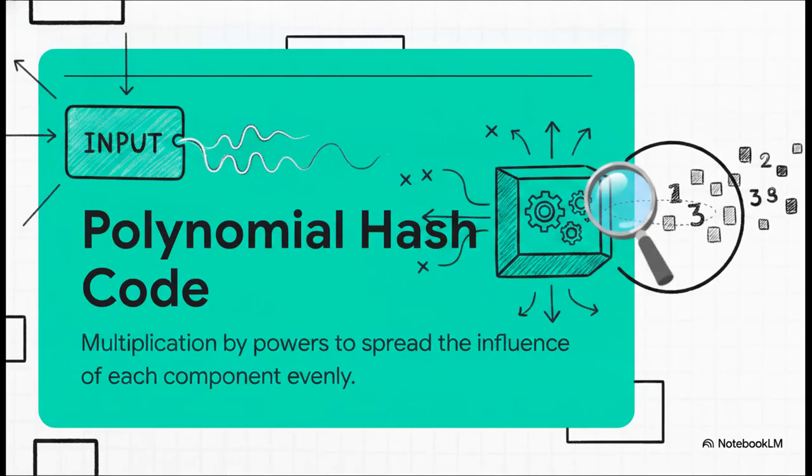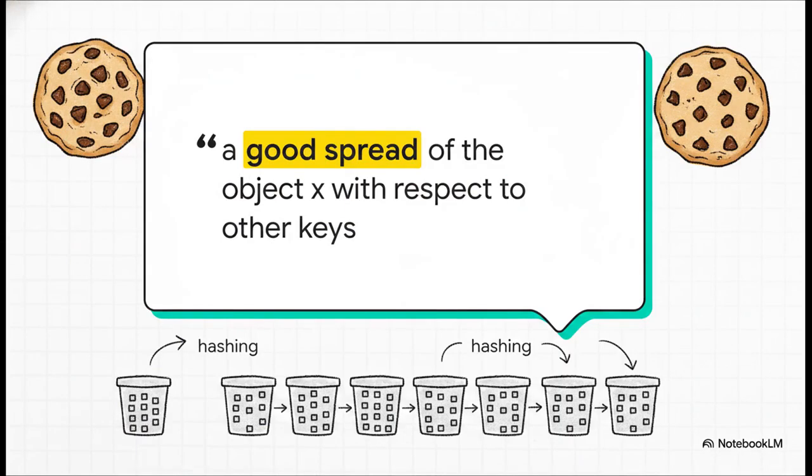So here's the universal challenge, right? Finding data incredibly fast. To do that, we need a way to mathematically process strings, like a user's name or a password, and turn them into raw numbers. Enter the polynomial hash code. It's a method that uses multiplication by different powers to evenly distribute the influence of every single character across the resulting number. As our source material perfectly puts it, the core mission is getting a good spread of the object X with respect to other keys.